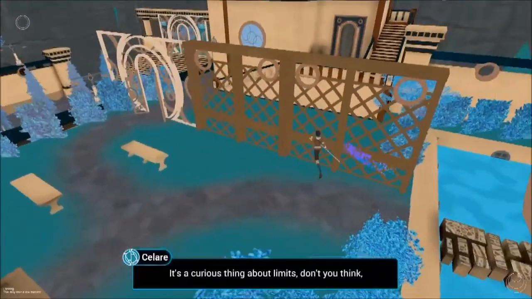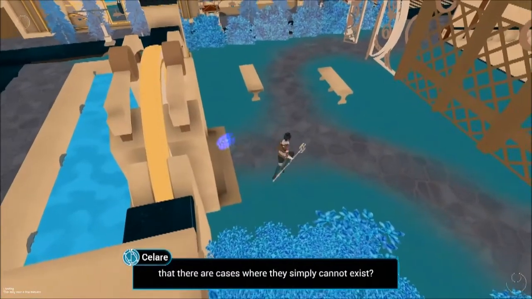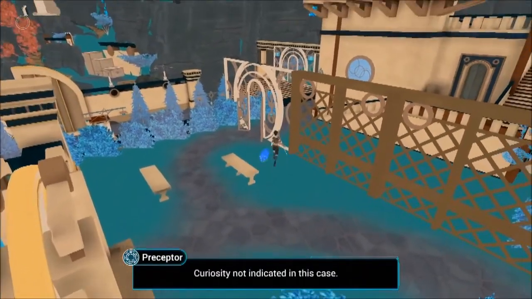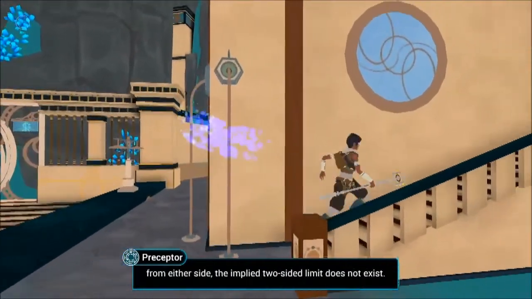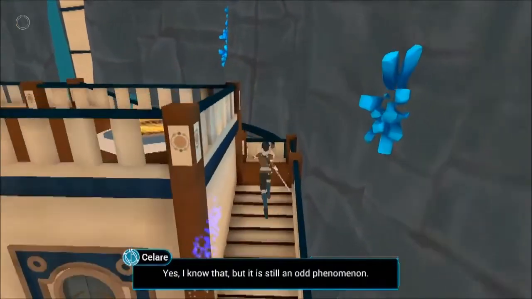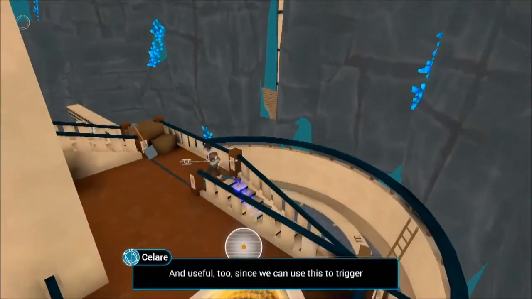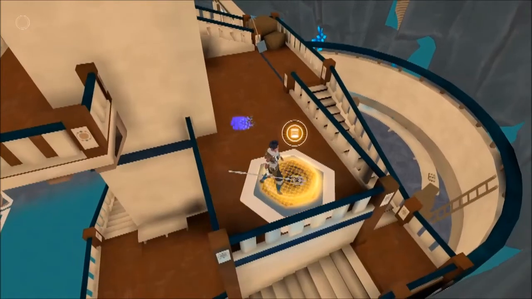Yes. Guess and check is an option, but it probably shouldn't be taken. There are cases where they simply cannot exist. Curiosity not indicated in this case. If a function has different limits when approached from either side, the implied two-sided limit does not exist. Yes, I know that. But it is still an odd phenomenon. And useful too, since we can use this to trigger phase anomalies to our advantage.